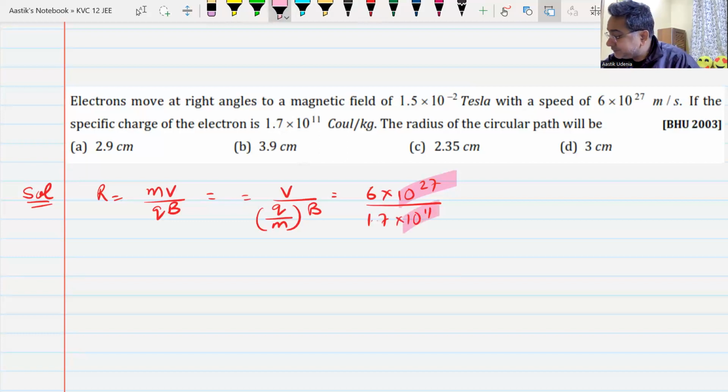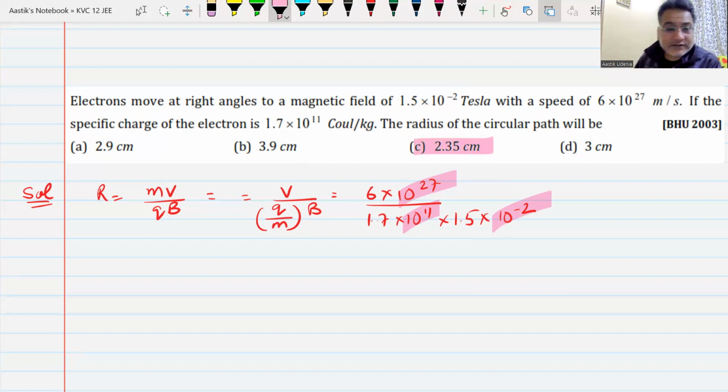Multiplied by 1.5 into 10 raised to the power minus 2. Do not worry about the power. Forget about this. Now 6 divided by 1.5 is 4, and 4 divided by 1.7 you can easily work out. The answer would be 2.35. This is how you get to the answer faster and quicker. Do we understand this?